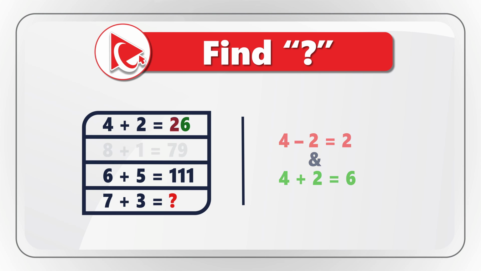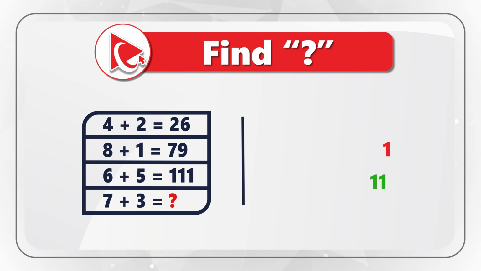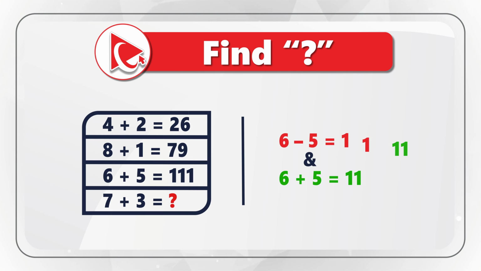Now let's look at the second expression. The second expression's result is calculated as 8 minus 1 equals 7, and then 8 plus 1 equals 9. The third expression is 6 minus 5 is 1, and 6 plus 5 is 11. That's where we get a 3-digit number, 111.